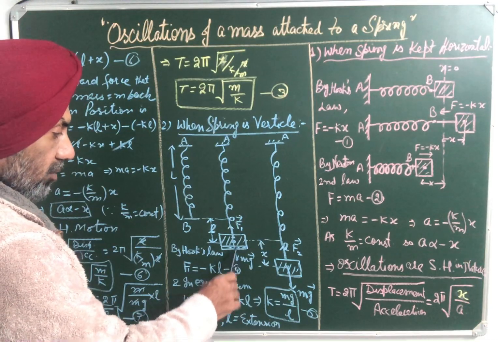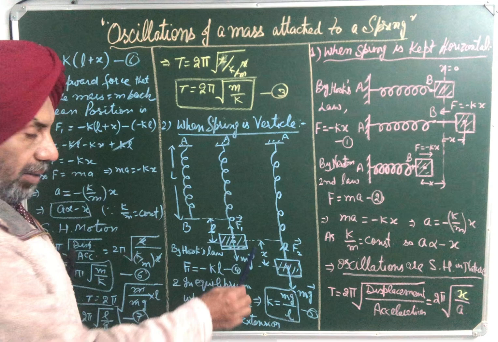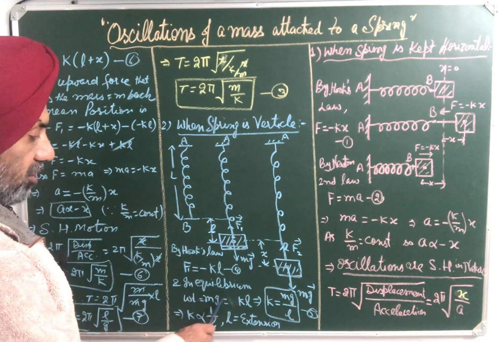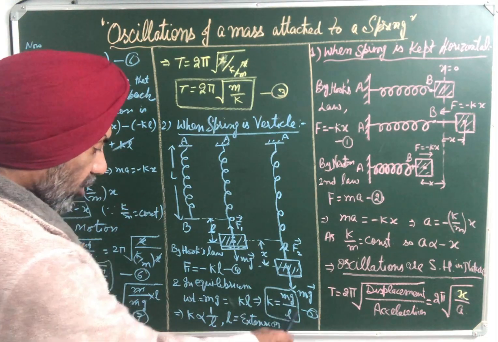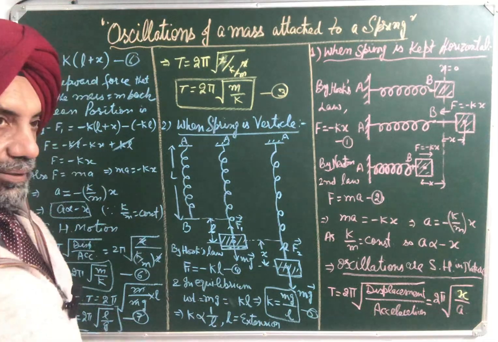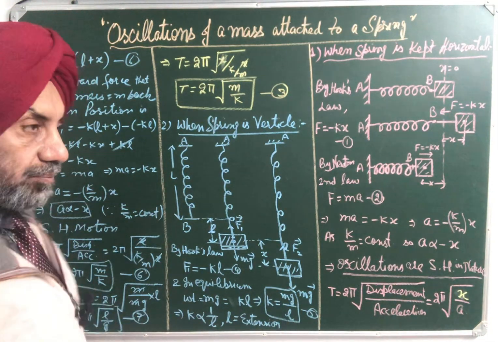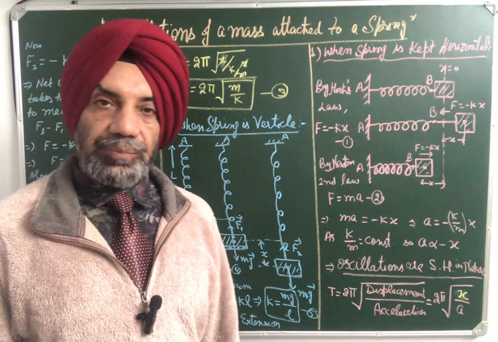Also, weight is acting vertically downward. So in equilibrium, this F1 must be equal to mg. That is, mg is equal to KL numerically, or K is equal to mg upon L. This implies K is directly proportional to 1 by L, where L is the extension produced. This gives the expression for K.